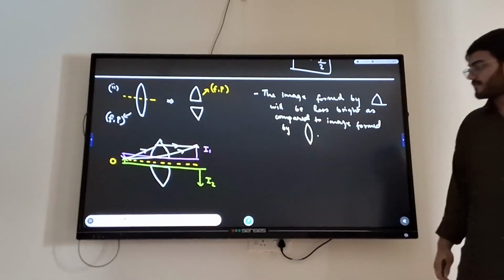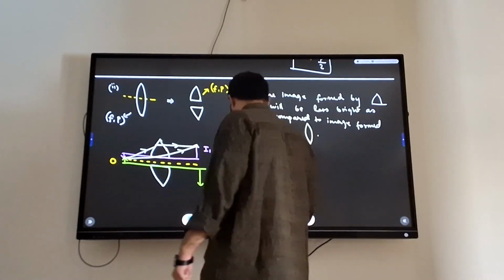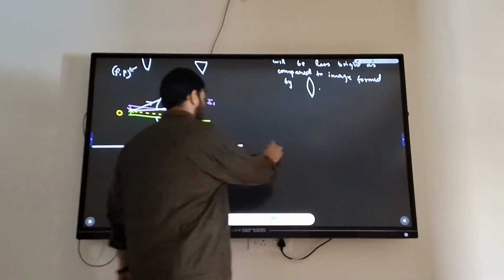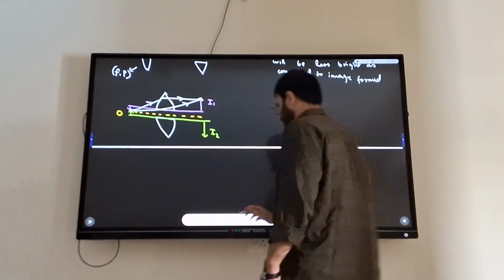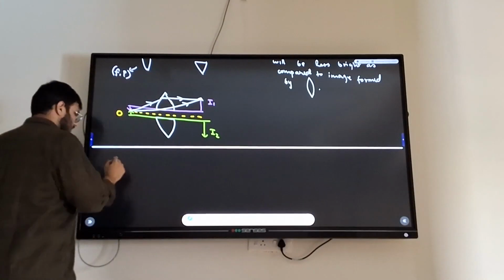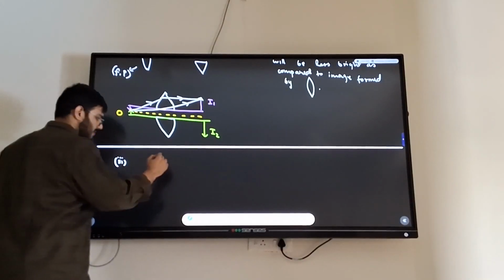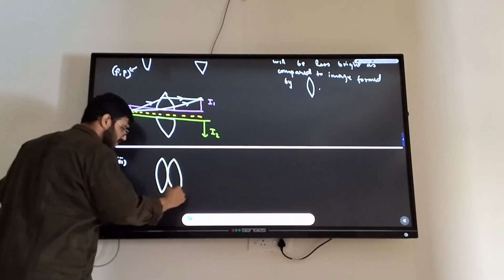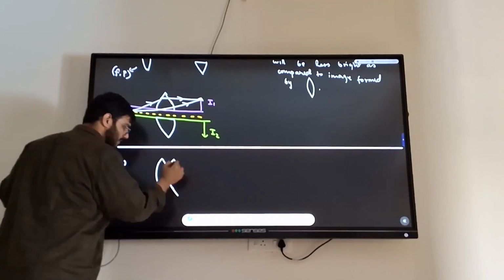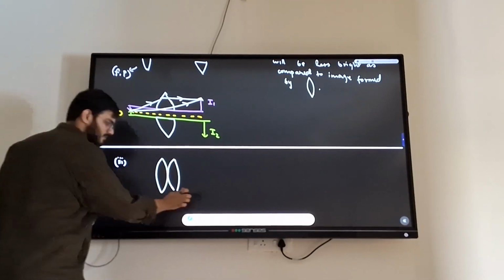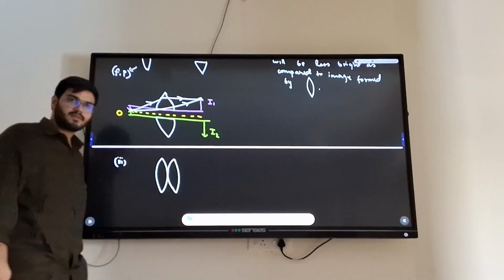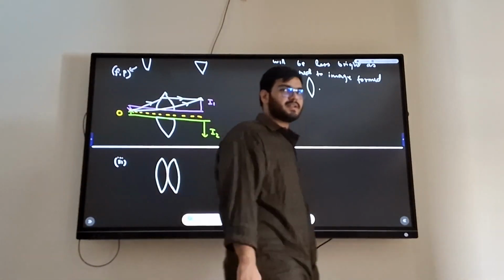Point number 3. What if you have a setup like this? I think I have already given you a formula for this setup, where you have 2 lenses which are placed very close to each other. Do you know this? How to find the equivalent focal length? 1 by f1 plus 1 by f2, very good.